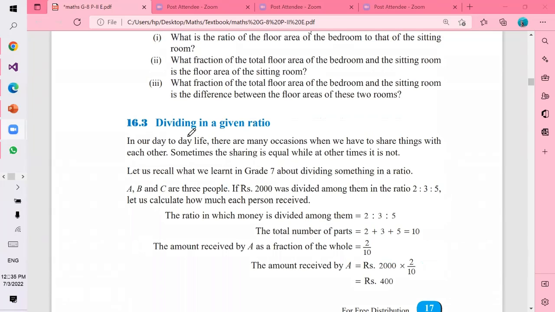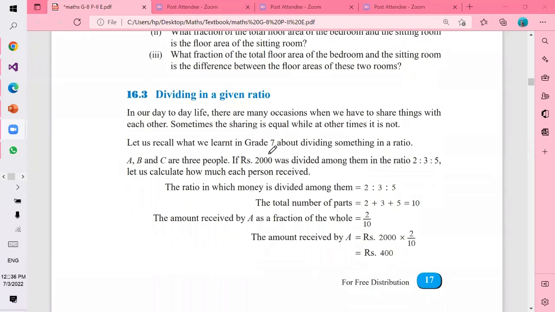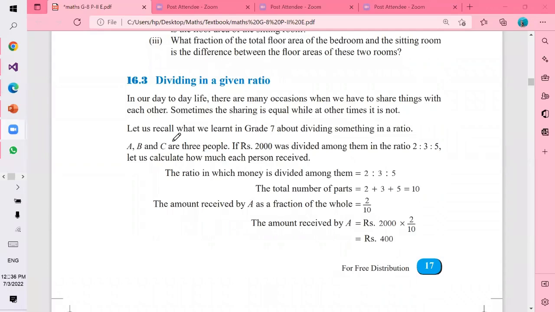Then dividing in a given ratio. This is a bit like business. So if you are going to start a business in the future, this is very useful. So it is like this. We'll take the same example. A, B, and C are 3 people. If 2,000 was divided among them in the ratio 2 to 3 to 5, let us calculate how much each person received.